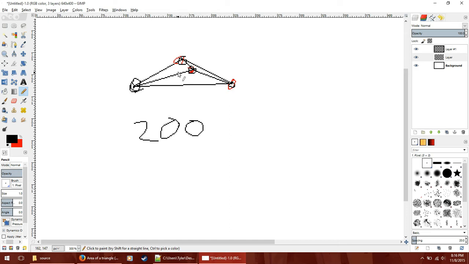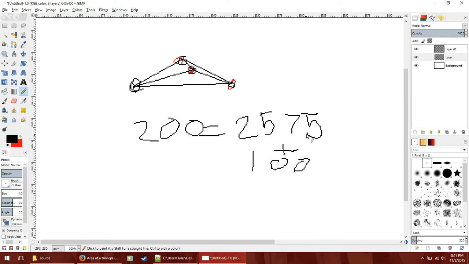And for all three of these triangles we'll need to find the areas and then add them all together, and they should equal 200. So say this one's like 25, this one's 75, and this bottom one's 100. So those all equal 200.